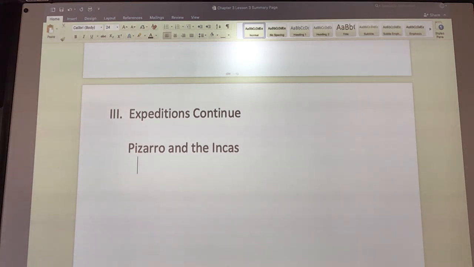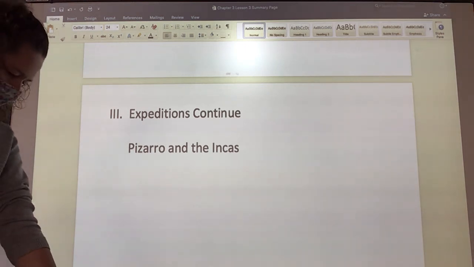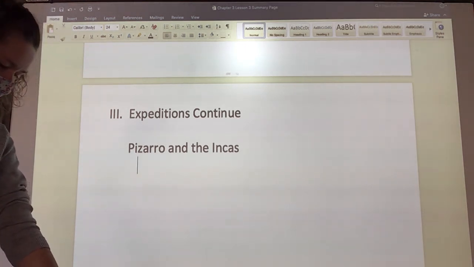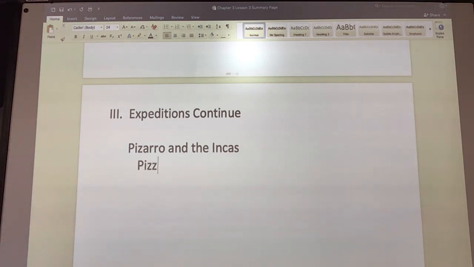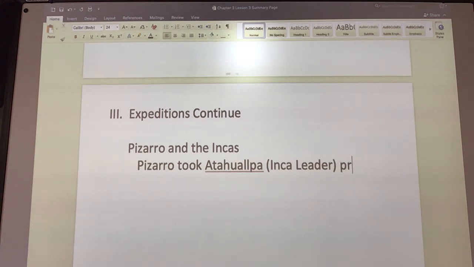Kenny? He took Atahualpa prisoner. Okay. So he was the Inca leader, right? That he took prisoner. And this was an important person because his name is bolded. So you need to see what you wrote down for him. So he was the leader. So we've got to start. Pizarro took the Inca leader as prisoner.